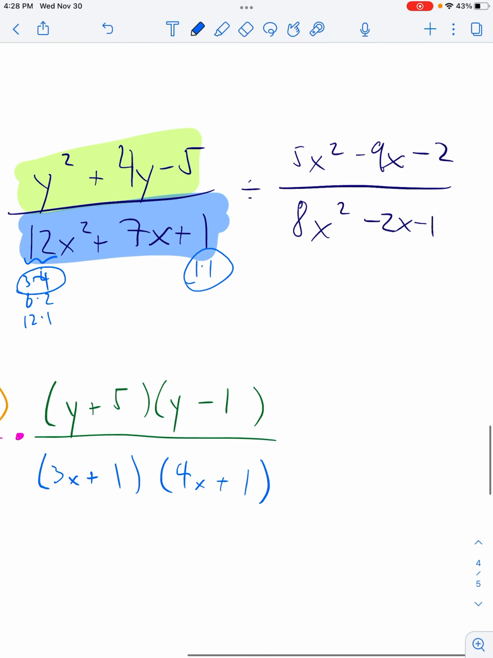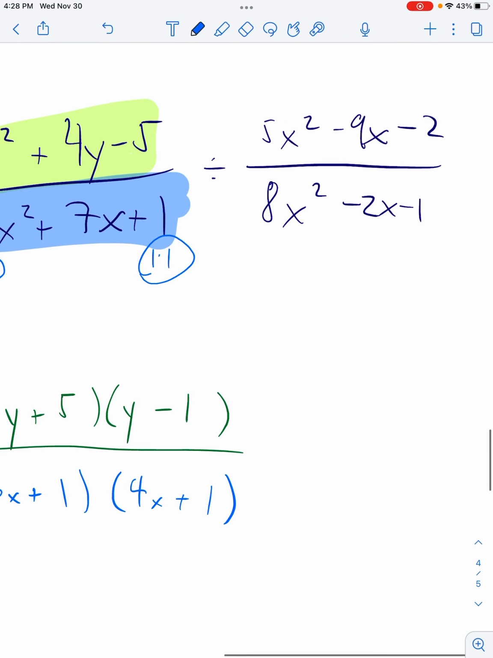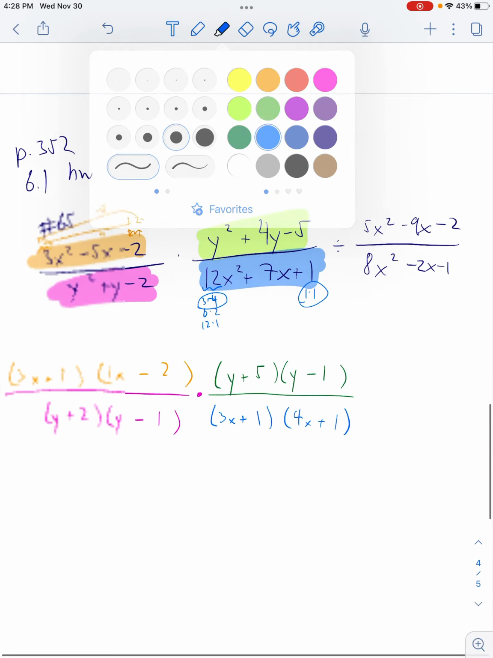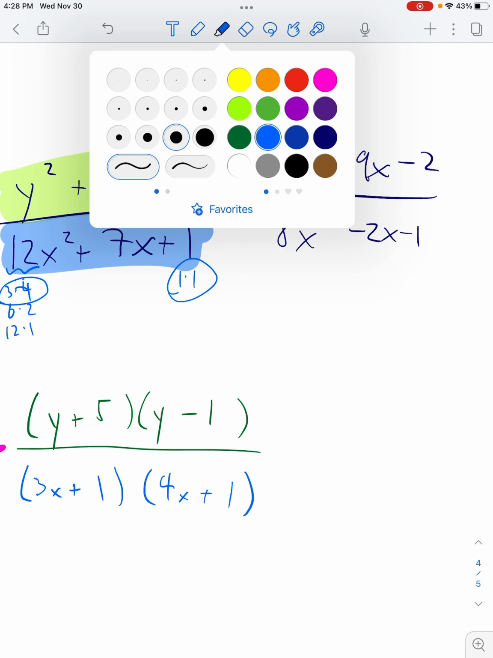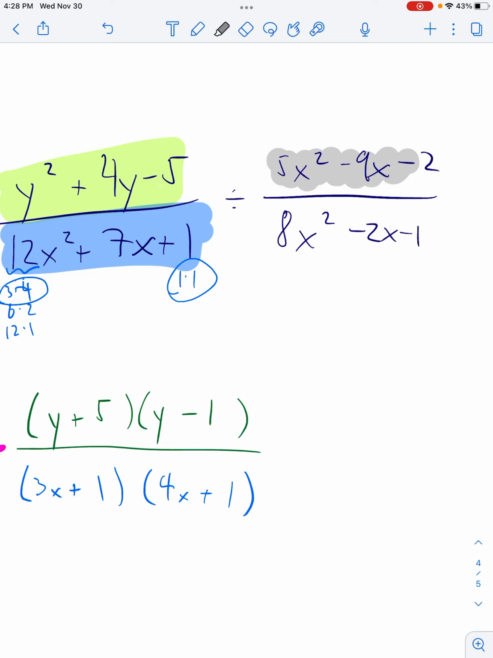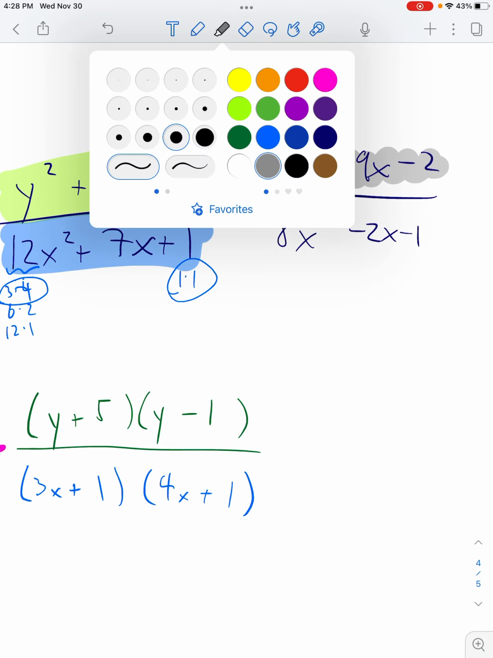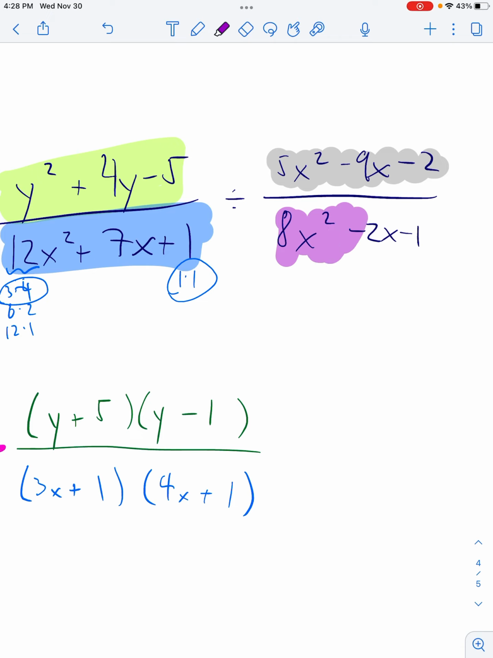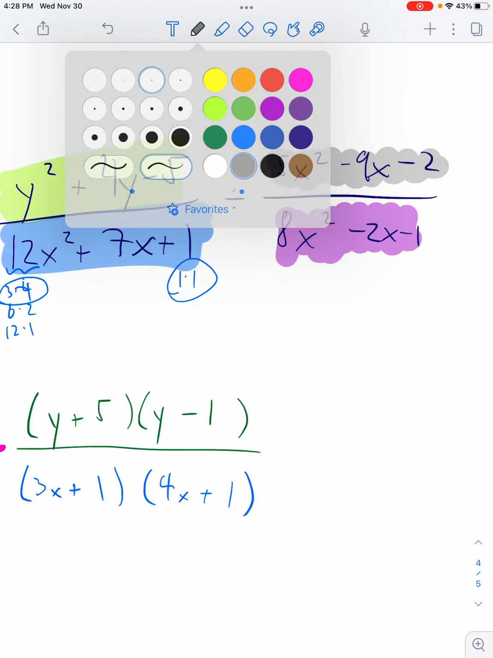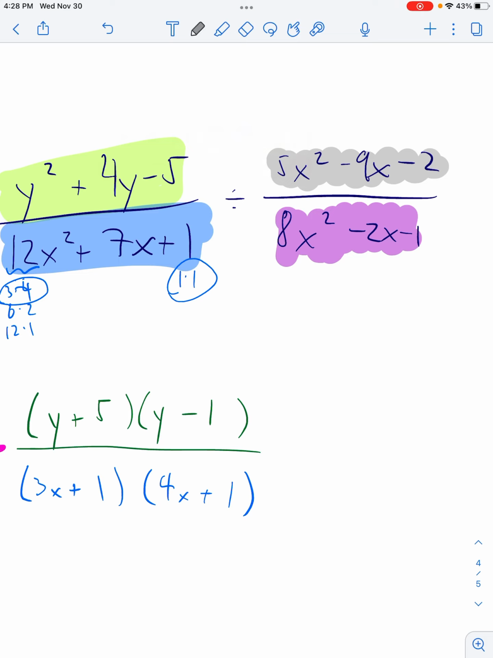Good. And then this right here is a division symbol. When we divide, instead of dividing, we multiply by the reciprocal. So I'm going to take this gray stuff and factor it, but I'm going to change this to a times and flip the top and bottom as I factor. So instead of putting the factored form of this on top, I'm going to put it on the bottom down here.